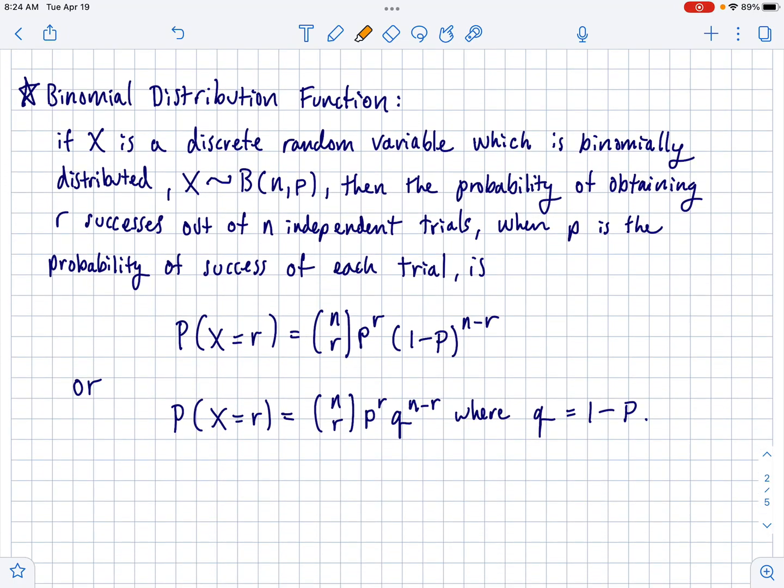A binomial distribution for X is a discrete random variable which is binomially distributed. This represents the whole binomial distribution: X tilde B(n, p). It is the probability of obtaining R successes out of N independent trials when P is the probability of success. So that R is the number of successes, P is the probability of success, and you're doing N trials.